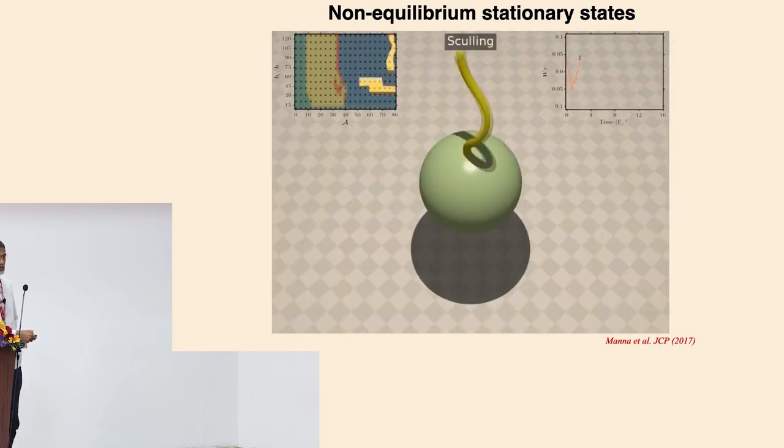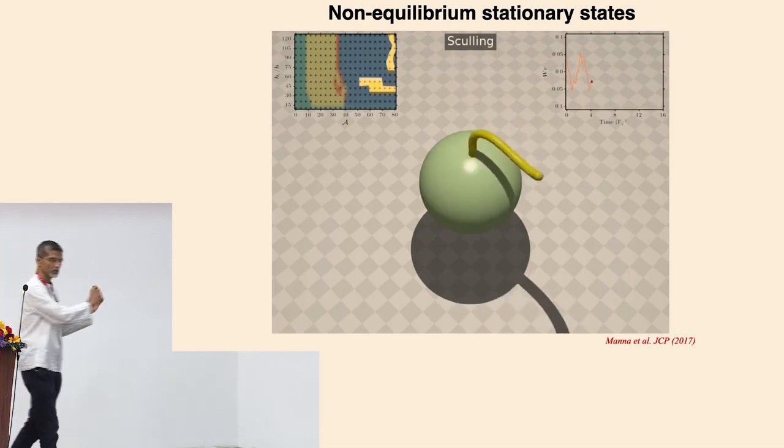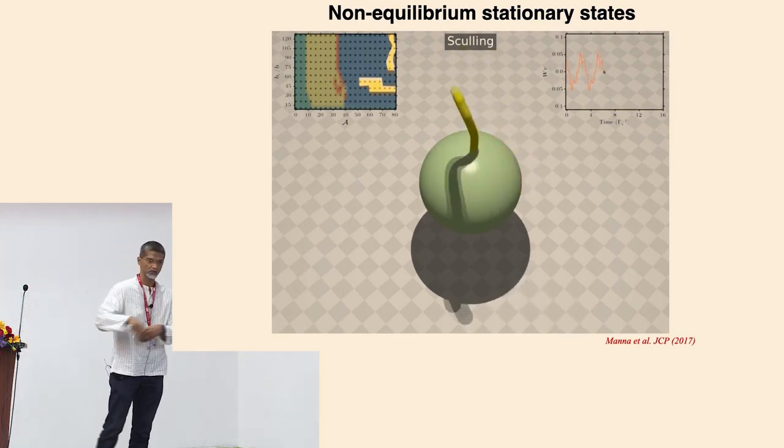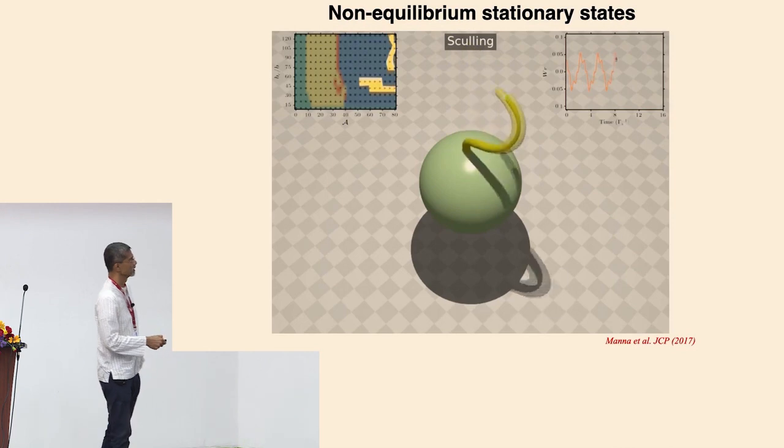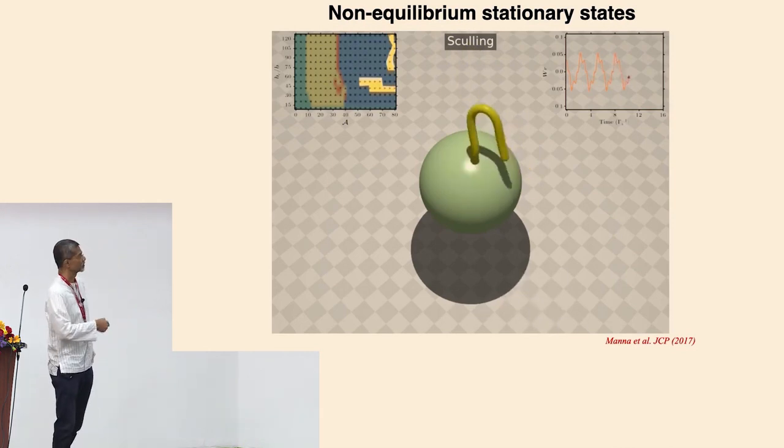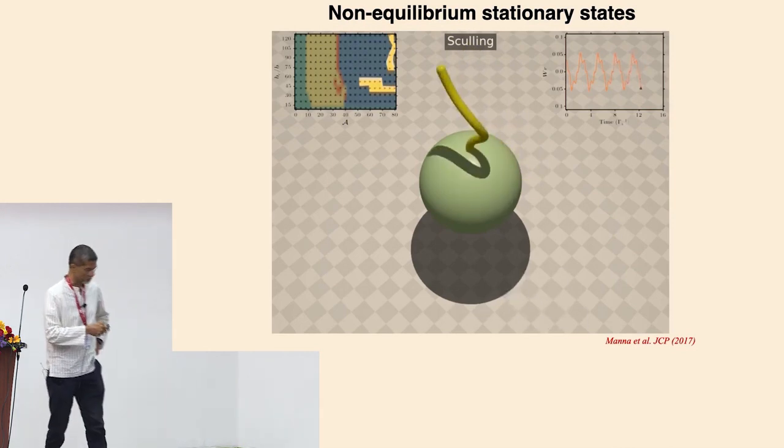And then you have a kind of sculling motion, where it goes from right to left, etc. So this is like a sculling. So you have all of these modes of swimming for these things.